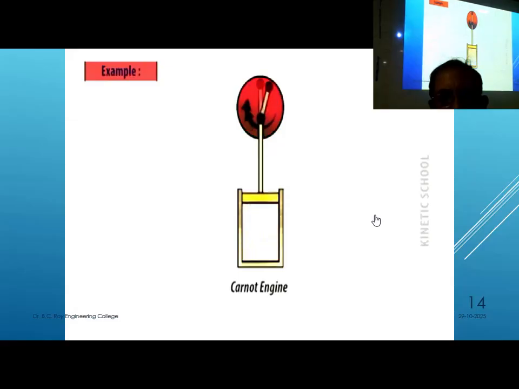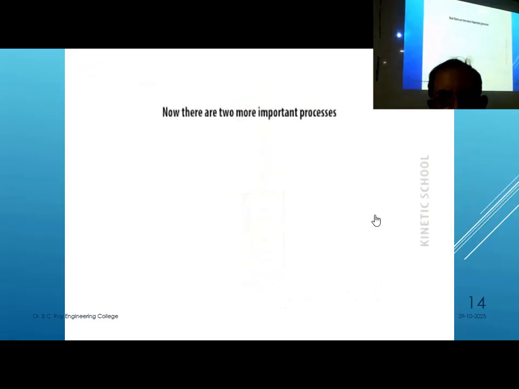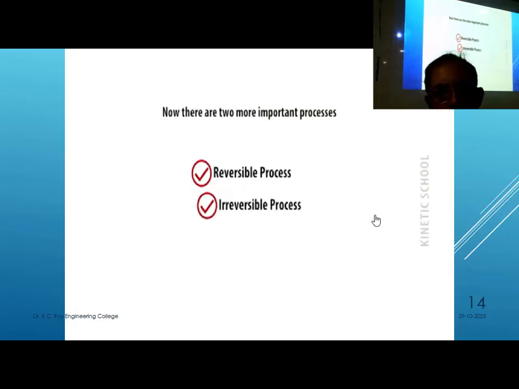The Carnot cycle is best example of cyclic process because inside the Carnot engine, fuel burns and converts the heat energy into mechanical work. Now, there are two more important processes. One is reversible process and another one is irreversible process.